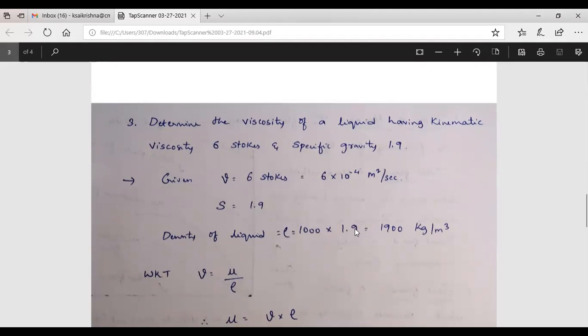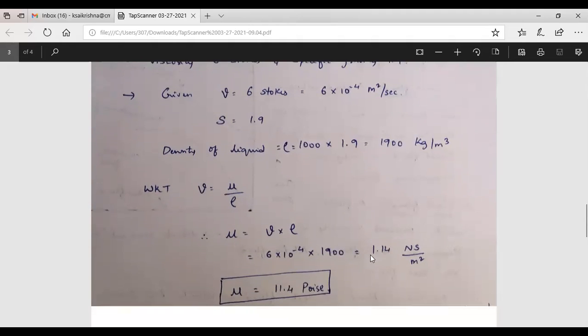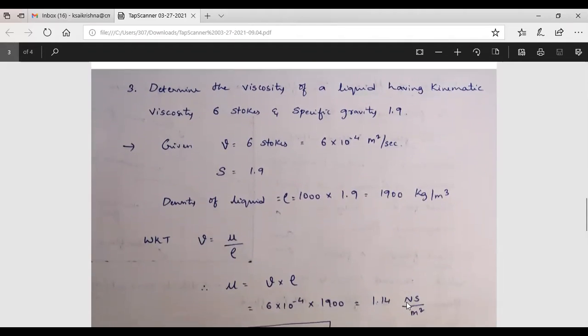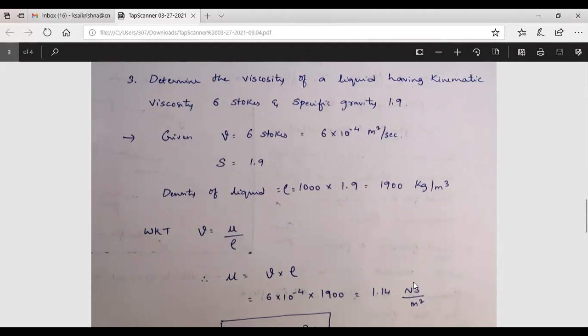Tell the answer. So mu equals, tell me what? 1.14. What will be the units? Newton second per meter square. Right. So 1.14 Newton second per meter square. This will be the answer in terms of Newton second per meter square.